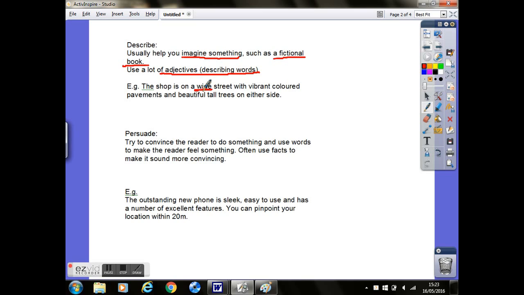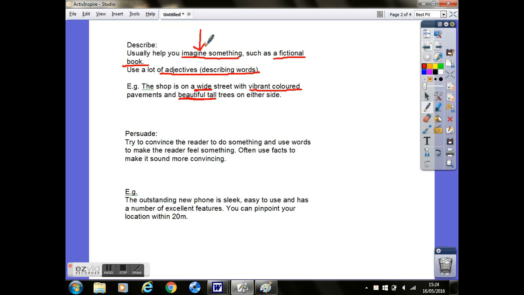So telling us that the street is wide, there are vibrant coloured pavements and beautiful tall trees, all very descriptive words to help build this imagination of the thing we're reading. So they're the things to look out for if you think it might be a descriptive bit of text. Okay, the next one is to persuade.